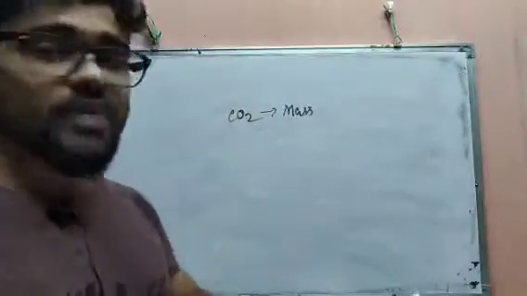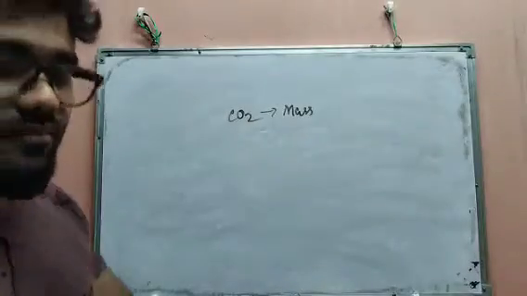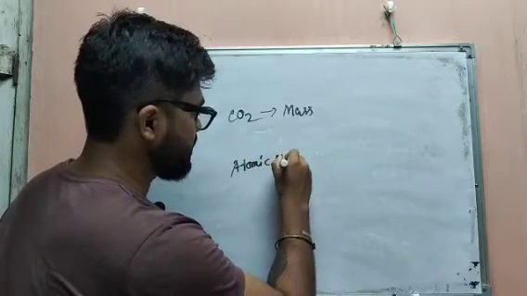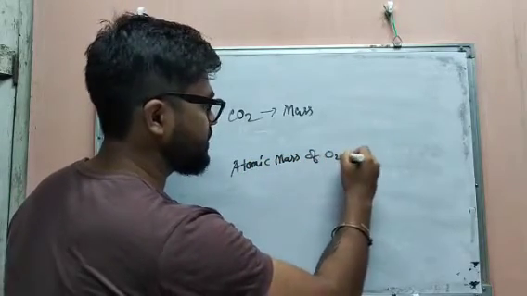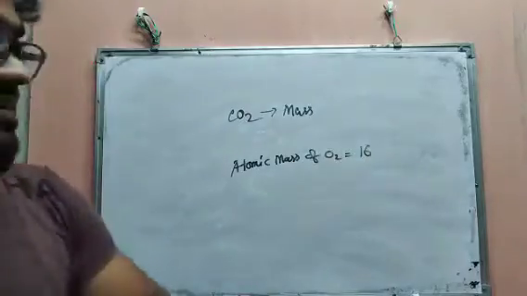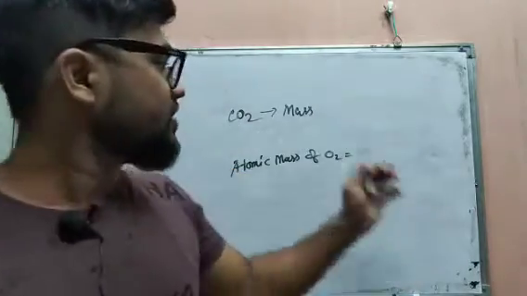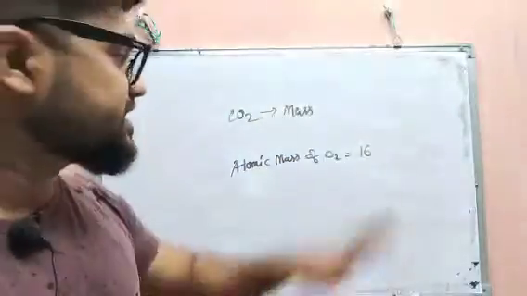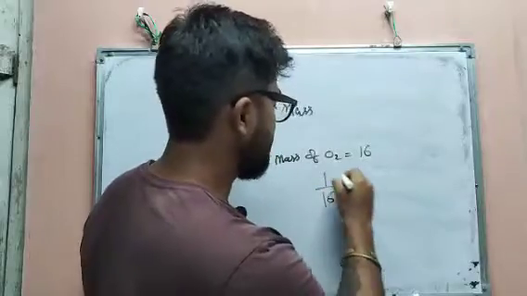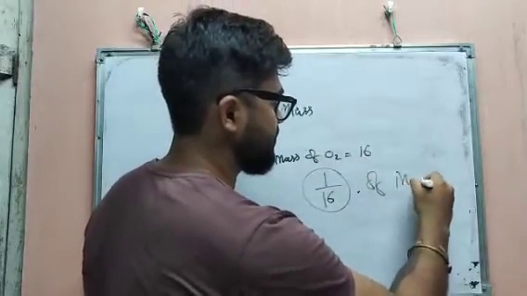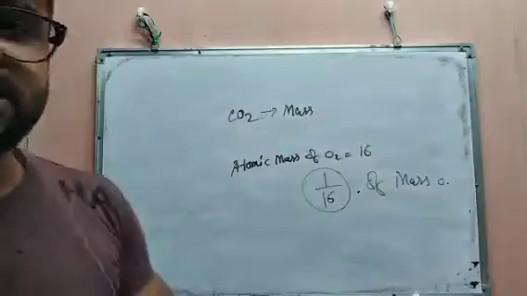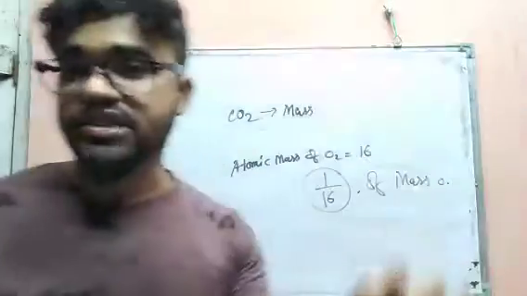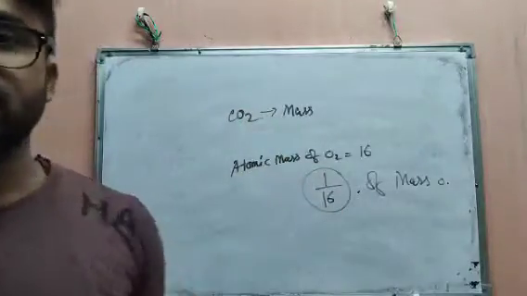So earlier, what did the scientists do? They compared the atomic mass of oxygen, which they always took as 16. The atomic mass of oxygen is always 16. So they always compared the mass of every compound or atom with 1/16 of the mass of oxygen. They took that 1/16 as a unit to measure the mass of an atom and a molecule.